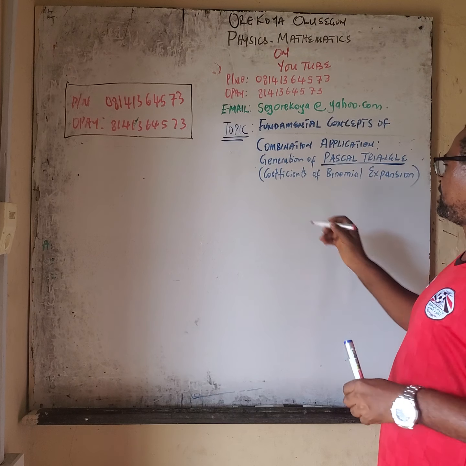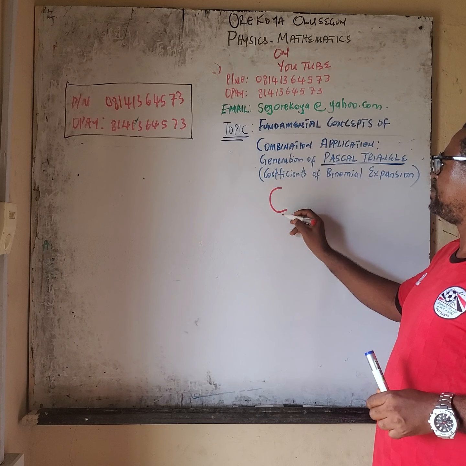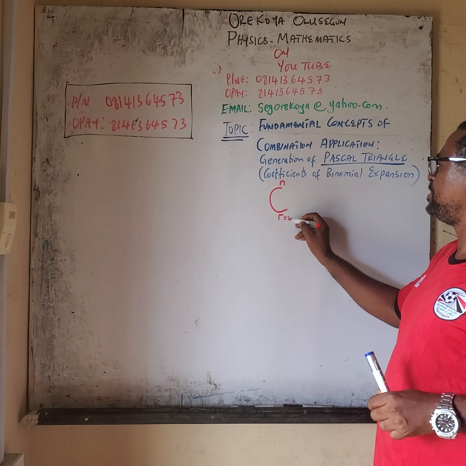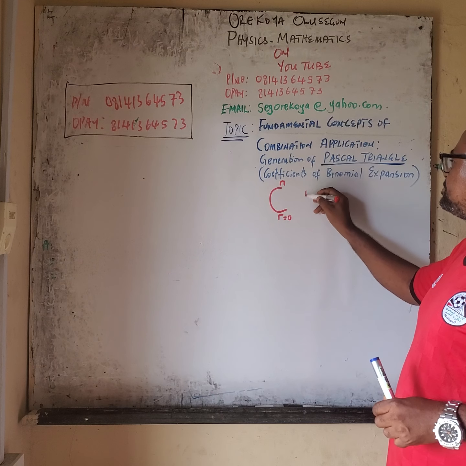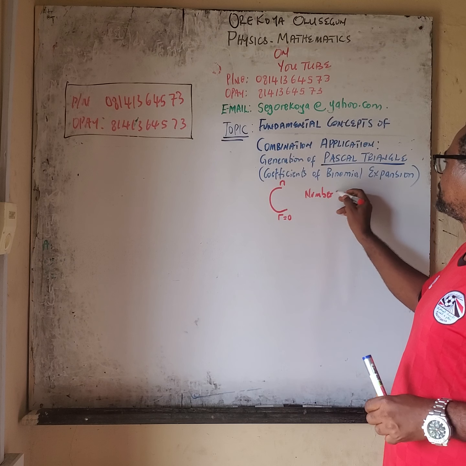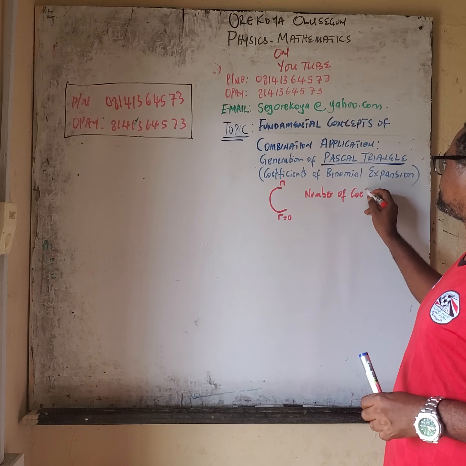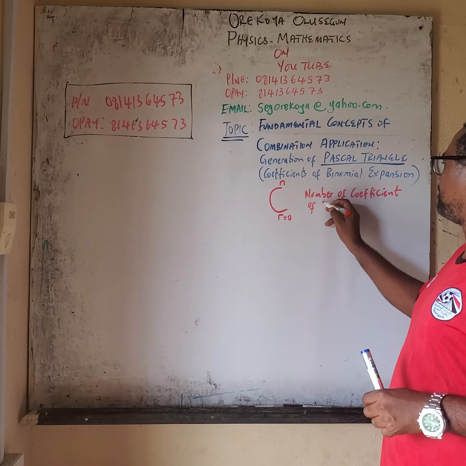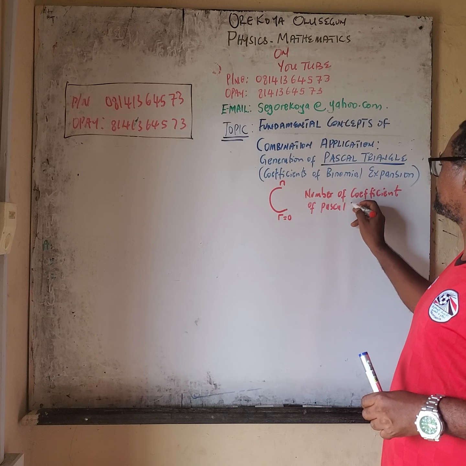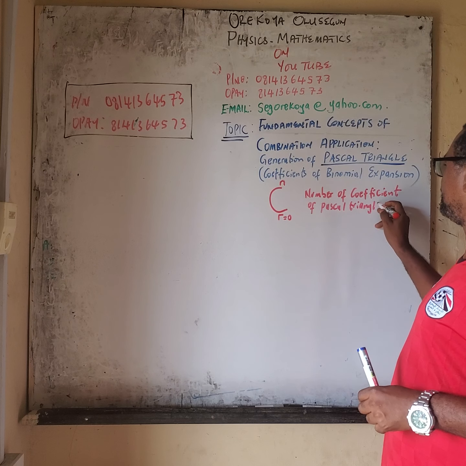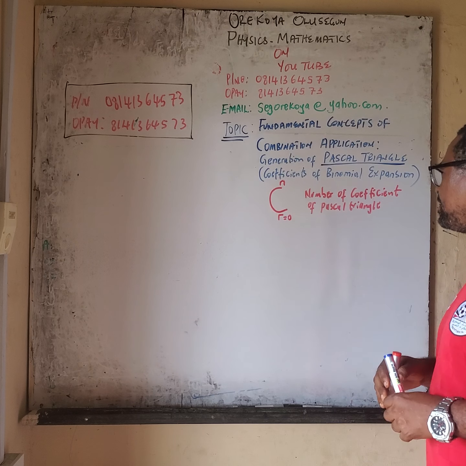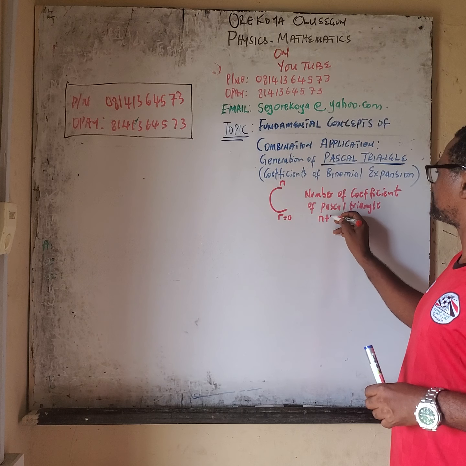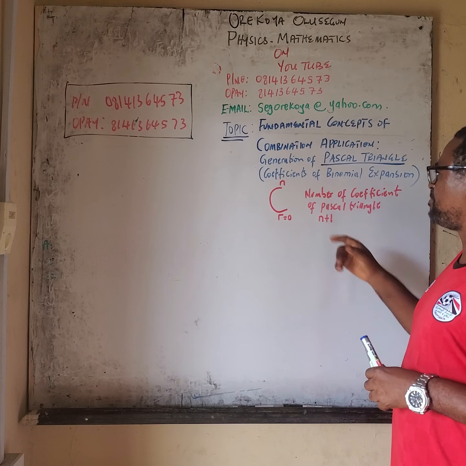We use combination. Like I said the other time, the combination starts from r and n in n, where r is calculated from 0. So the number of coefficients of Pascal triangle using this particular symbol is n plus 1. I will tell us what I mean by n plus 1 now.